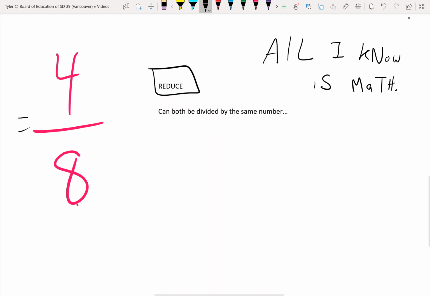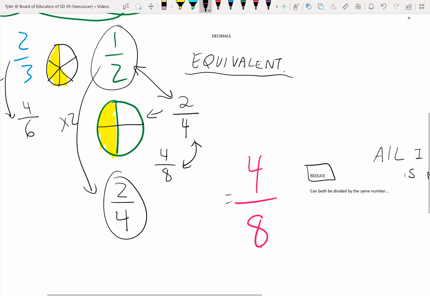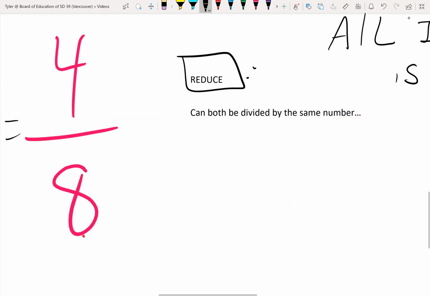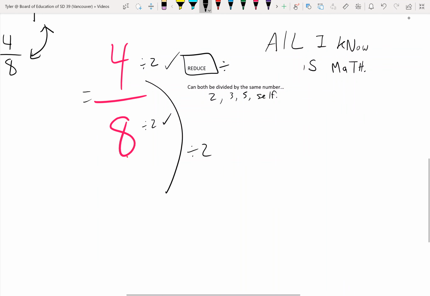Reducing means that we try to make the fraction as small as possible. So just like when we were doing equivalent fractions where we multiplied and made it bigger, we're actually going to reduce by dividing and making it smaller. So what we have to do is we have to see what numbers we can divide by. The numbers I usually check are 2, 3, 5, and whichever number is included in it. So in this case, let's try to divide by 2. If I do 4 divided by 2 on my calculator, it works. It doesn't give me a decimal. And if I do 8 divided by 2, it works too. It doesn't give me a decimal. So let's do that. When I change this fraction and I divide both numbers by 2, it becomes 2/4.